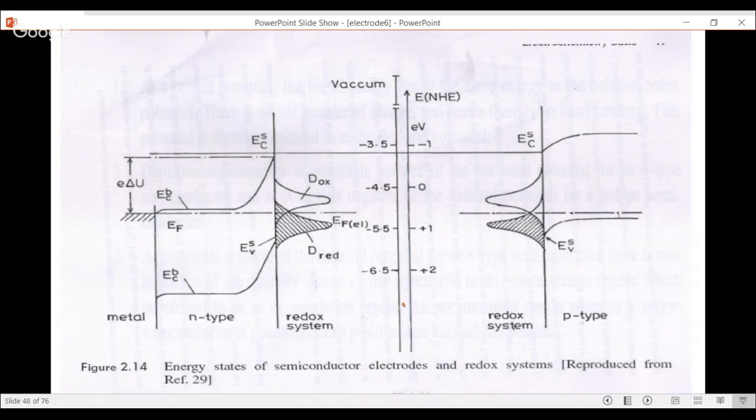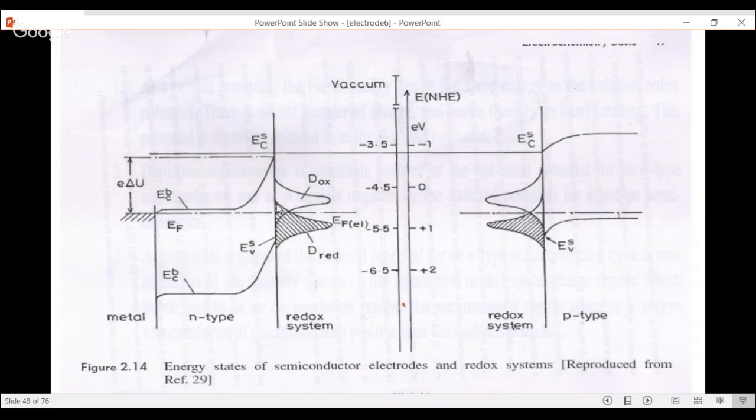And we have already discussed that the fourth quadrant is the positive value and the first quadrant is negative potentials. So that is what is happening. Now let us look at the left-hand side figure, and then we will come to the right-hand side figure. We have an n-type semiconductor and a redox system. The curve that we are showing is the Fermi level, shown here.